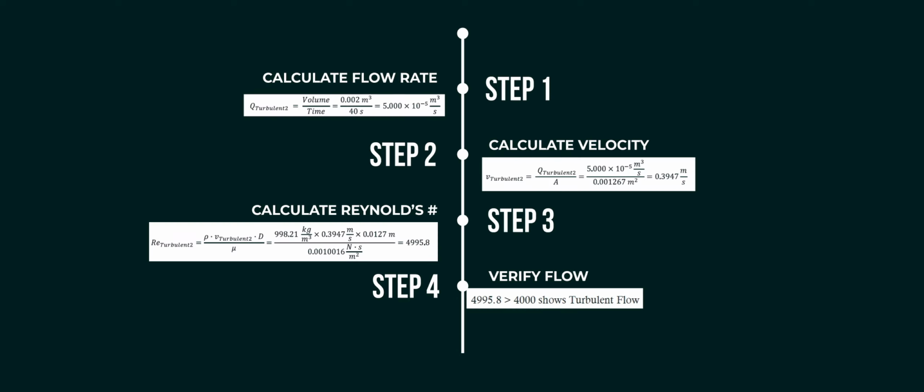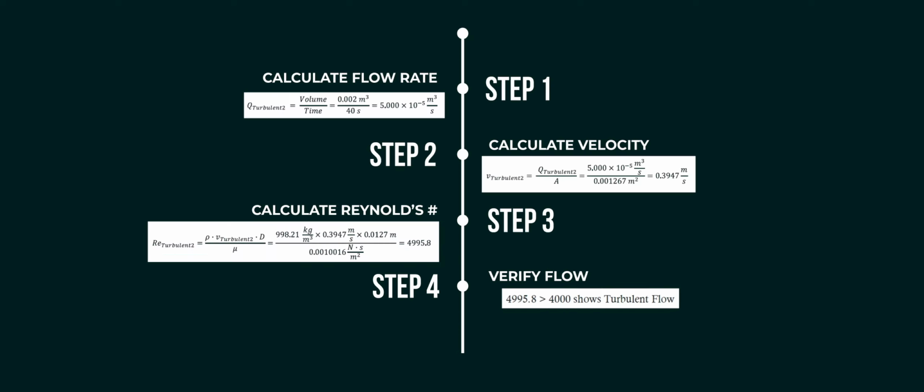Now onto the turbulent flow calculations. This water is moving much faster. It took 45 seconds to fill up the 2-liter container this time, which gave us a velocity of 0.35 meters per second and a Reynolds number of 4,440. And that is above 4,000, which shows turbulent flow. And then we reran this experiment. This time, we opened up the valve even more. It took 40 seconds to fill up the container, which gave us a velocity of 0.39 meters per second and a Reynolds number of 4,995, and that is well above the turbulent flow range.